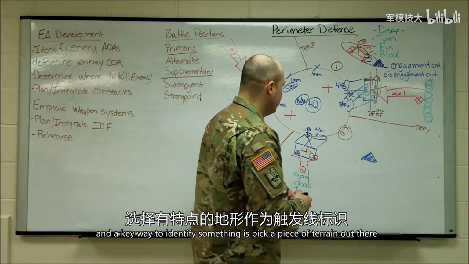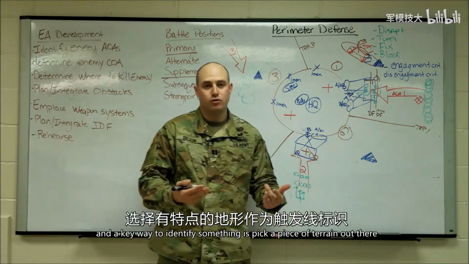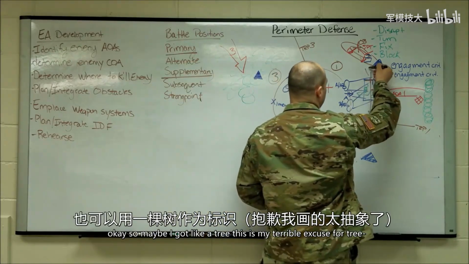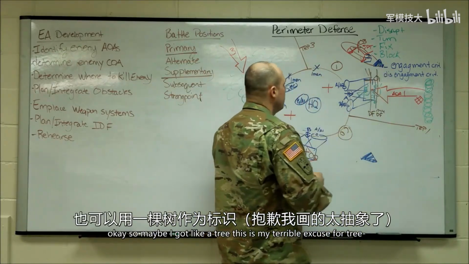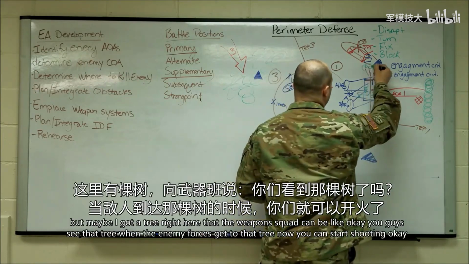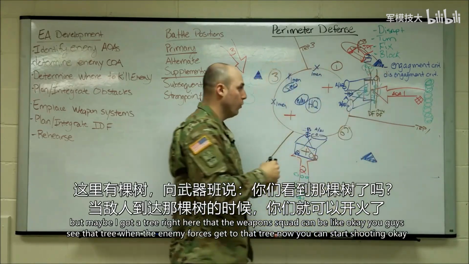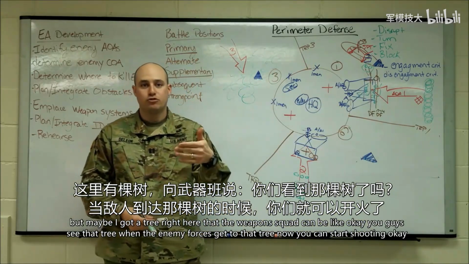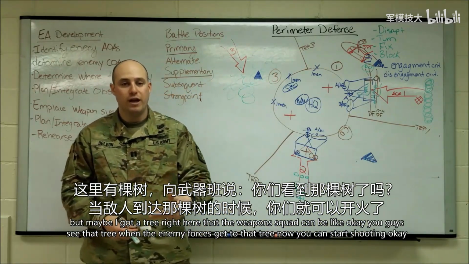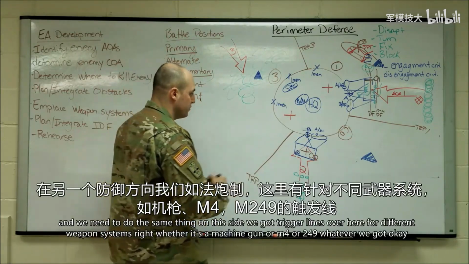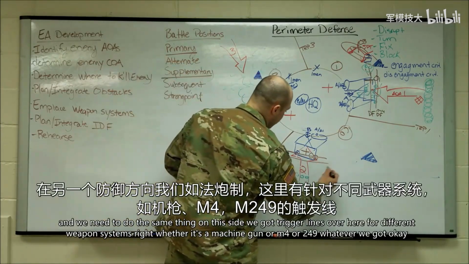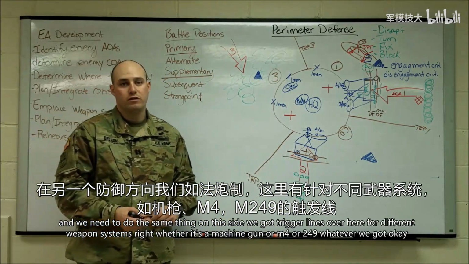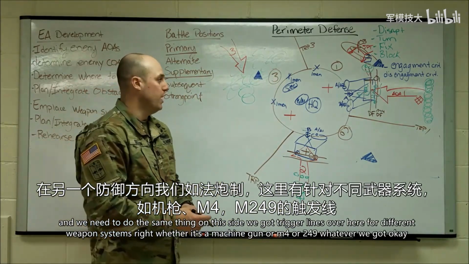And a key way to identify something is pick a piece of terrain out there, okay? So maybe I got like a tree. This is my terrible excuse for a tree here. But maybe I got a tree right here that the weapon squad can be like, okay, you guys see that tree? When the enemy forces get to that tree, now you can start shooting, okay? And we need to do the same thing on this side. We got trigger lines over here for different weapon systems, all right? Whether it's a machine gun or M4 or 249, whatever we got, okay?